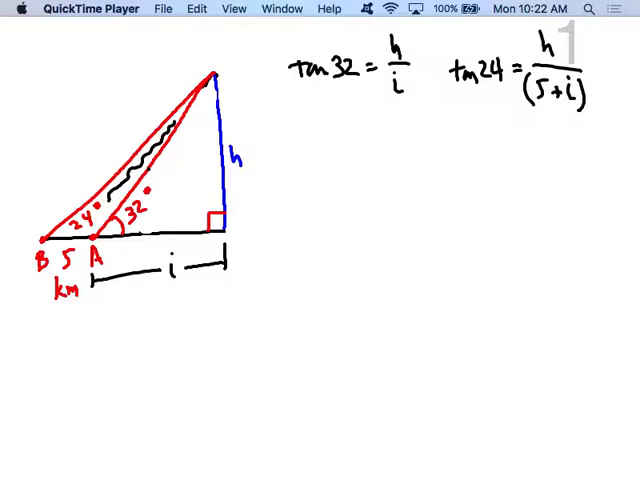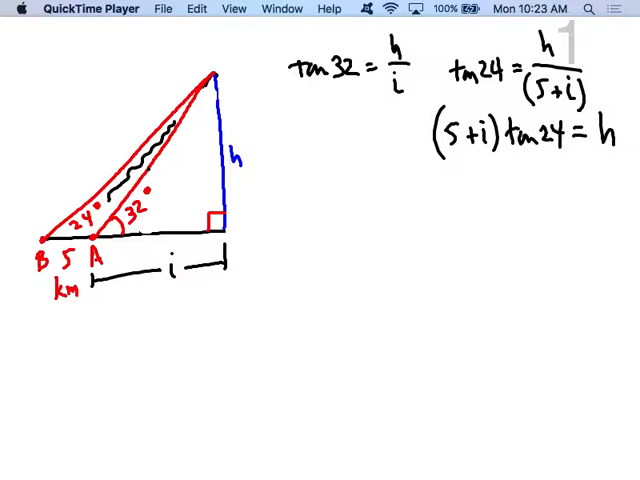Sure. Multiply both sides by h, or 5 plus i. We're working with this equation first? Yeah. Okay, multiply both sides by 5 plus i. That's not a bad start. Okay, good. What else? So now I have the right equation in terms of h.